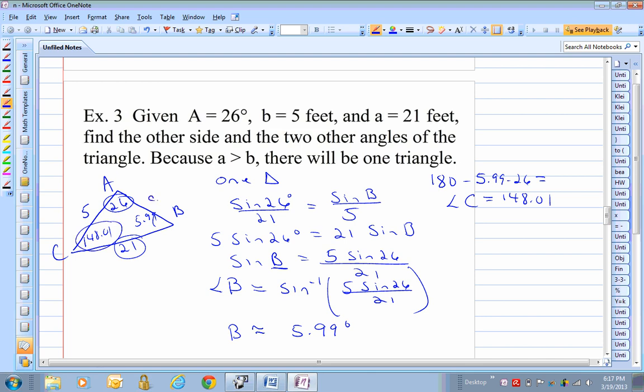Now we have information about angle C, so we can find side C. We would set up and say sine 26 over 21 equals sine 148.01 over, sorry, not over 21, over C. Cross multiply and solve, and when we do, we would find C to be approximately 25.38. All right, let's look at another example.